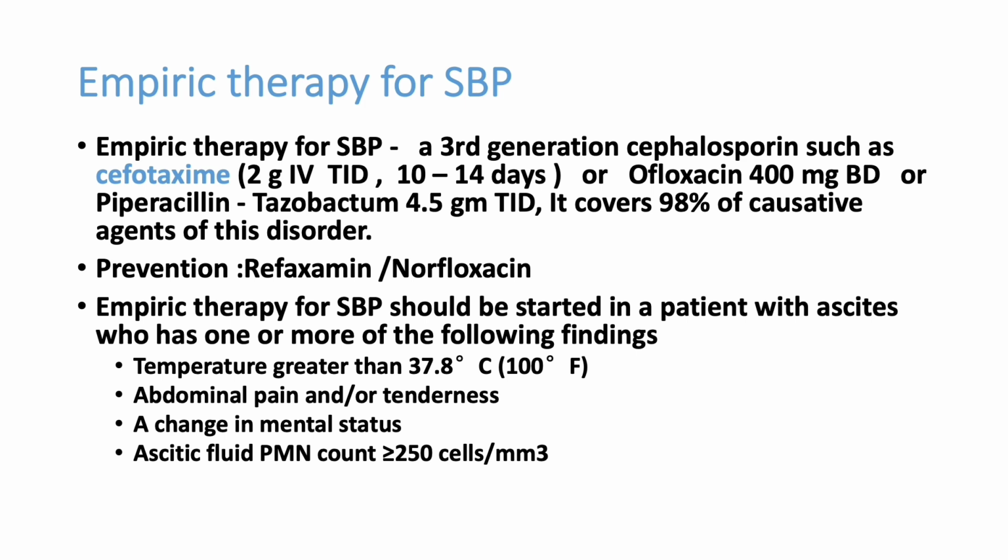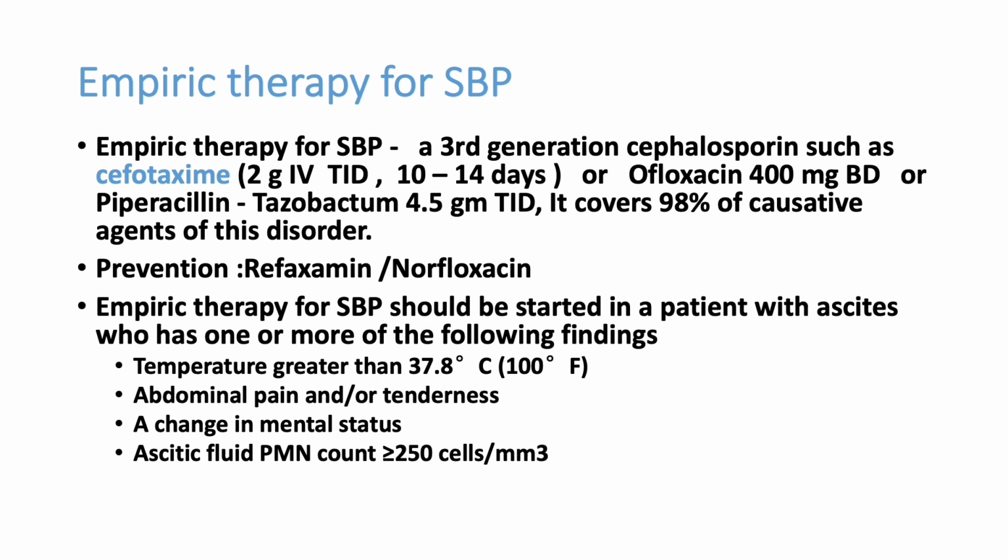But if the patient is admitted with SBP, high degree fever or abdominal pain, and on tapping the ascitic fluid we get suspicion of SBP, we have to add a third generation cephalosporin like ceftriaxone or cefotaxime. 2 gram IV TID is the dose of cefotaxime, ceftriaxone 2 gram IV BD. Or if the patient is sick or with high grade sepsis, we can go for piperacillin tazobactam 4.5 gram TID. So these are the routine antibiotics we can use in SBP.